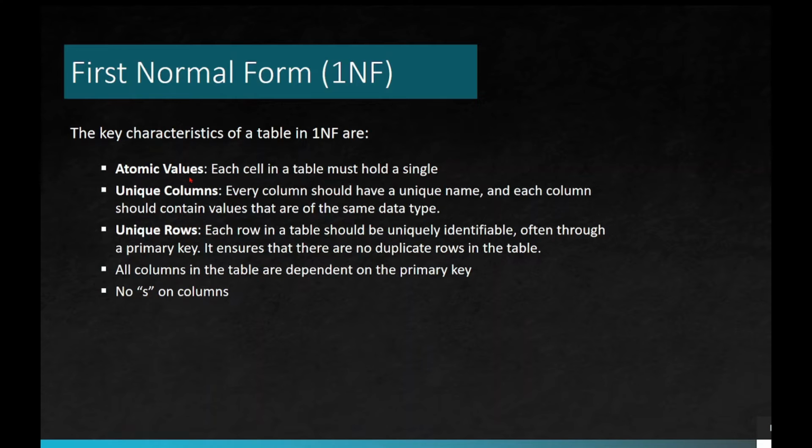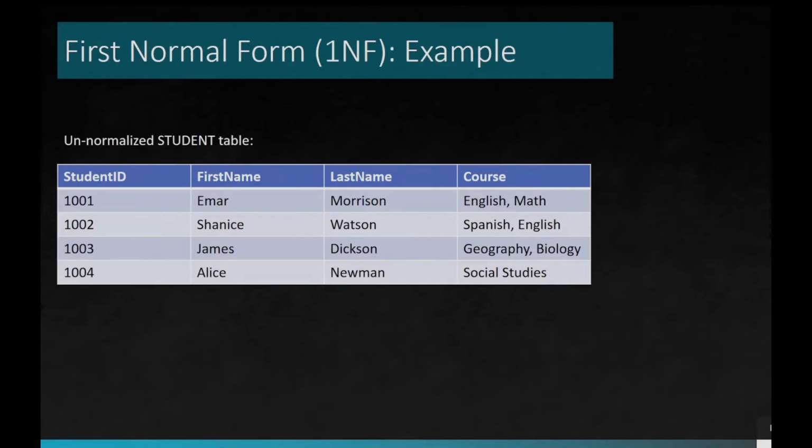All columns in the table are dependent on the primary key, and there should be no columns with an S, for example, emails. So anywhere you see something like emails, that's a red flag. So here we have an example of an unnormalized student table. If you look carefully at the course column, you'll notice that we're storing multiple values in the same column. So here, we should not be having any list or composite structure in a column.